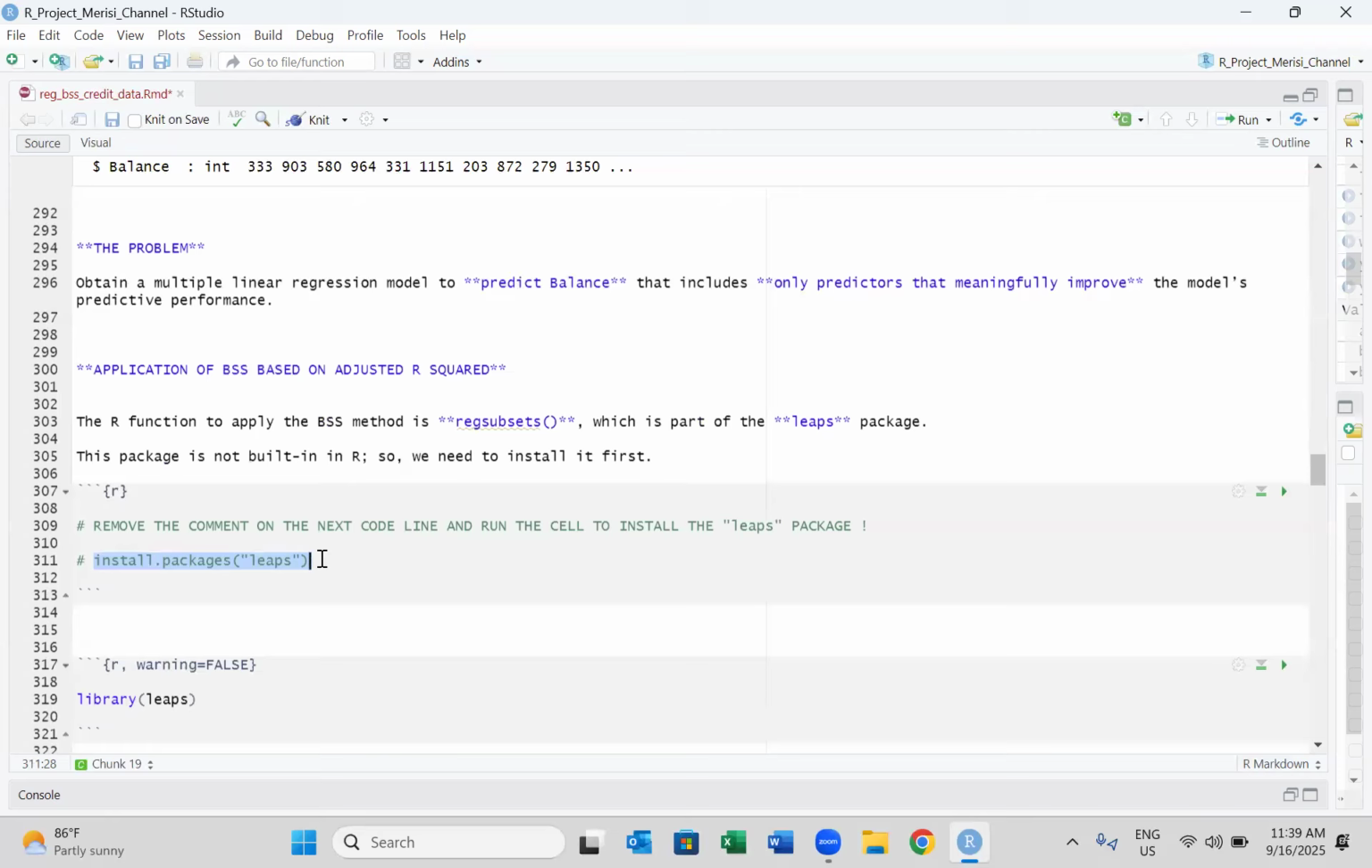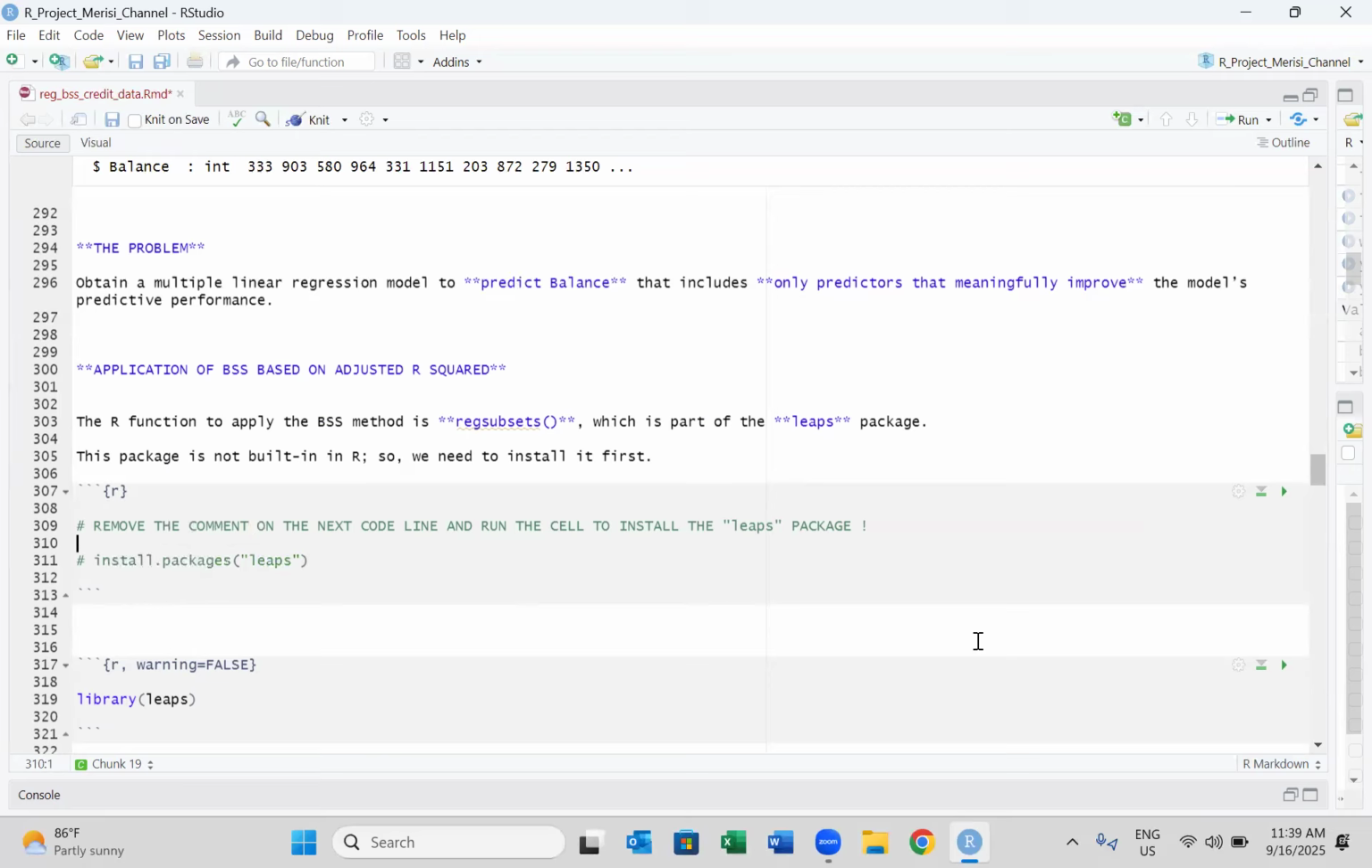But if you want to use my notebook to practice all of this, you need to remove the comment from that line of code, and then you need to run that code cell to install the package. I don't have to do it because I already did it, so that's why I'm going to comment it out.